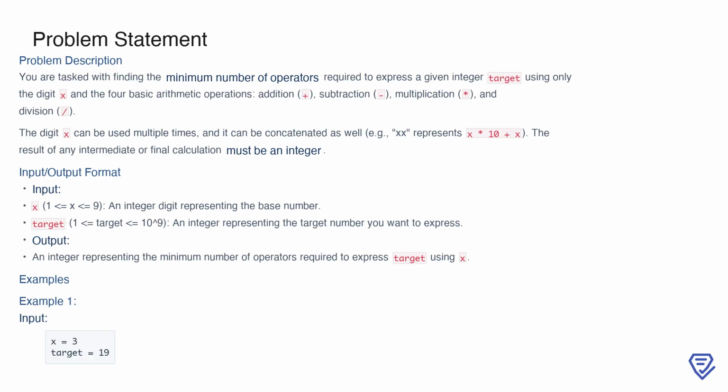Additionally, all intermediate and final results must remain integers, meaning no fractions or decimals are allowed at any point during the calculations. The input consists of two integers: x, which is a single digit between 1 and 9, and target, which is a positive integer up to 1 billion. The output is a single integer, representing the minimum number of operators required to express the target using x.